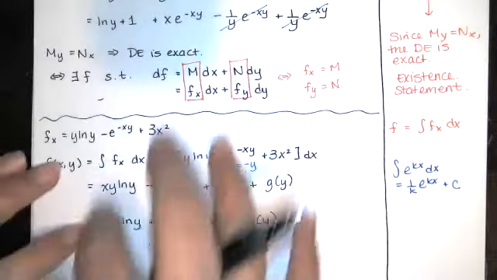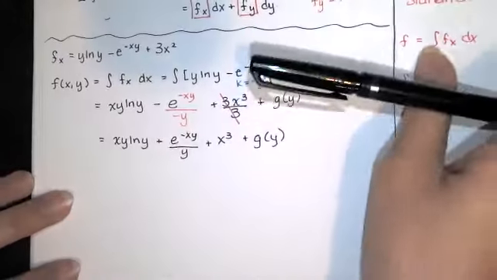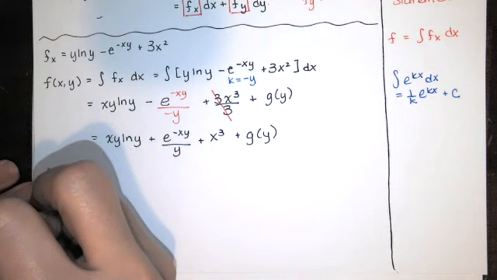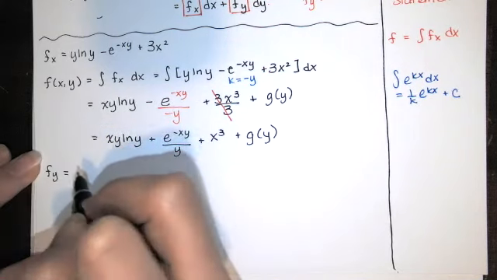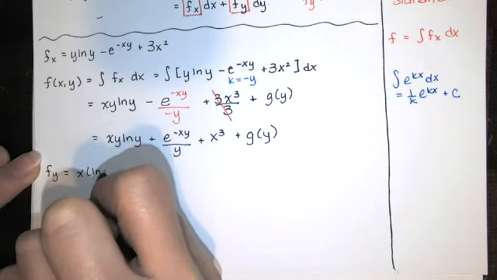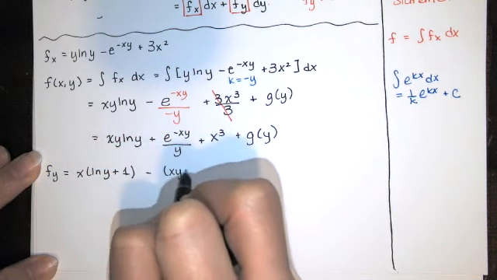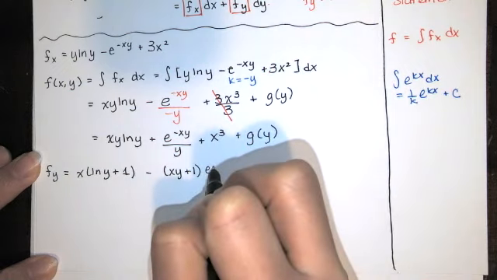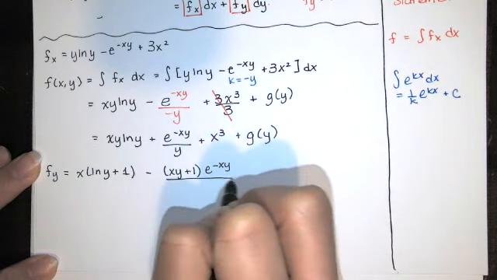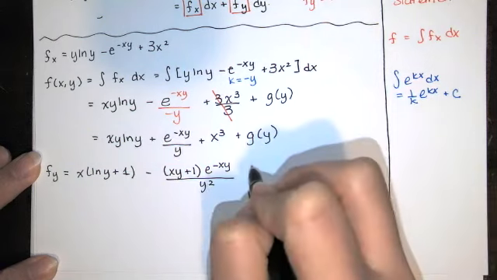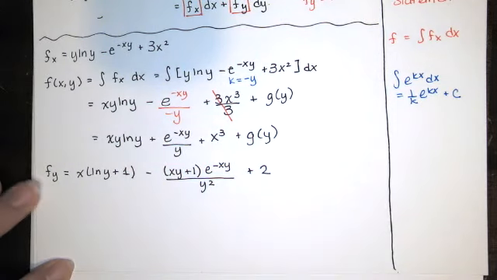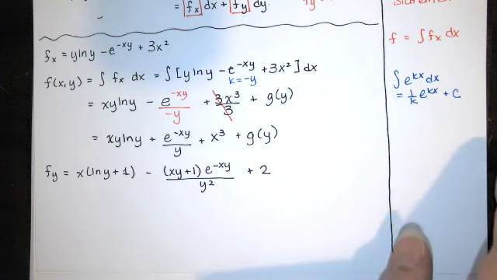So I'm going to do a little bit of algebra first to that. The partial of f with respect to y, that was our n. That was x times natural log of y plus 1 minus xy plus 1 times e to the negative xy over y squared plus 2. Man, who wants to take an antiderivative of that with respect to y? We can do it. But yeah, it's going to be pretty involved, isn't it?